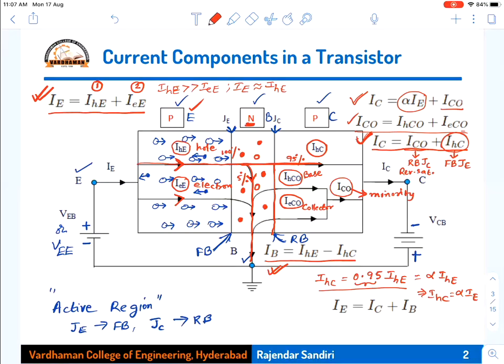So these are the three region currents. IE is equal to IHE plus IEG. IB is equal to IHE minus IHC, and IC is equal to alpha IE plus IC naught. Alpha is the fraction that gives the relationship between the collector current and the emitter current. So alpha times the emitter current reaches the collector region, plus the reverse saturation current IC naught, which is again IHC naught plus IEC naught.